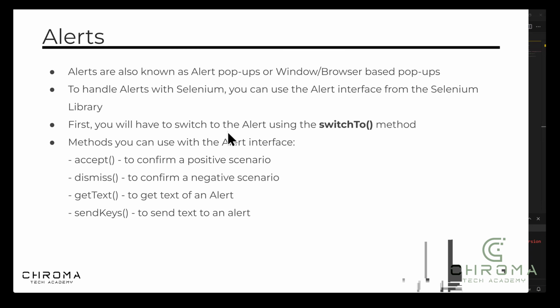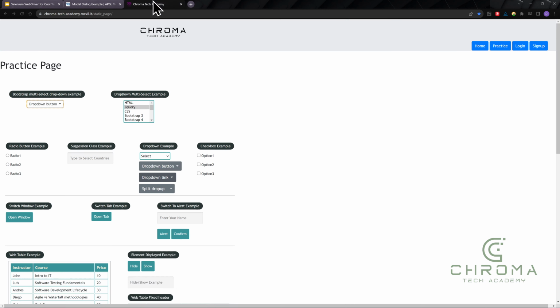Okay, so let's hop over to the actual practice site we've been using all along. On the practice site, you'll see that we have a functionality that has two buttons, the switch to alert example. So we have alert and confirm. When we click on alert, you see we get this pop-up. This alert, or browser-based pop-up, also known as a window-based pop-up, we can simply click OK. When you click on confirm, we have two options: OK and cancel.